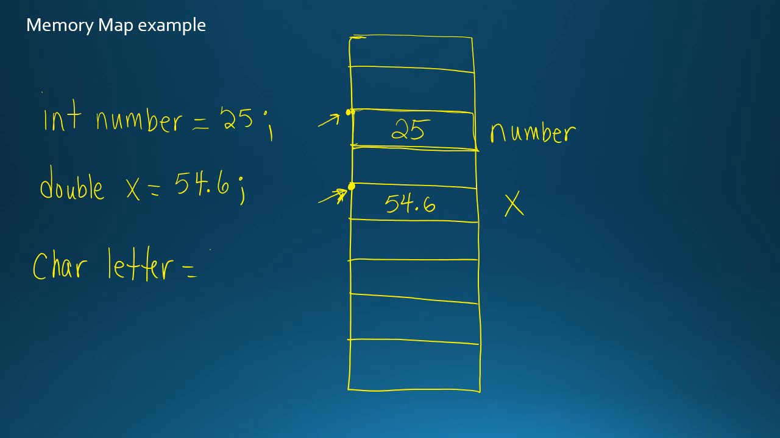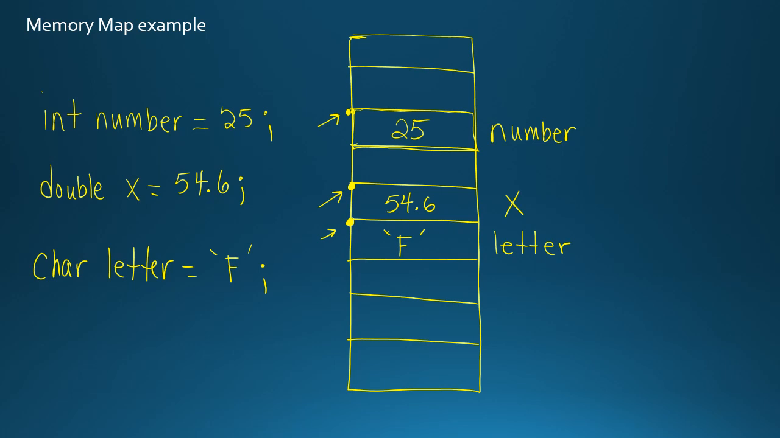And we'll do one more data type, which is a character, and I'll call this character letter, and I'll assign it the value of F for FAU, and your operating system will find a location to put it in, maybe right here, and it will have the letter F, and the name of it that we will use in our program would be the name letter.